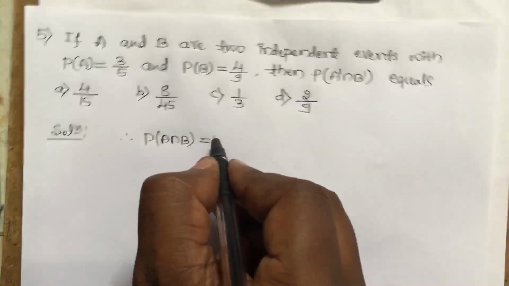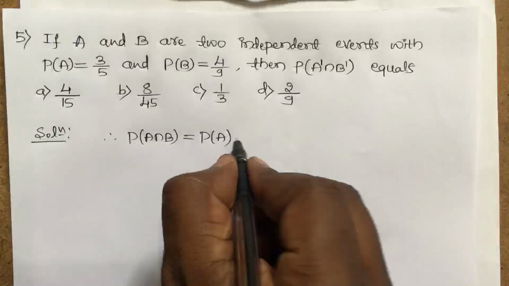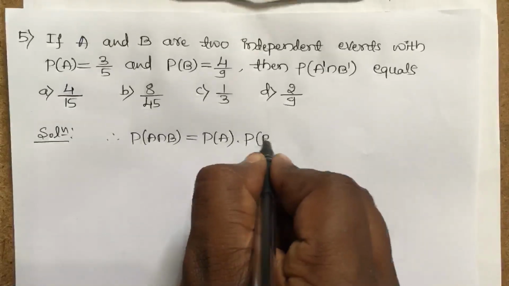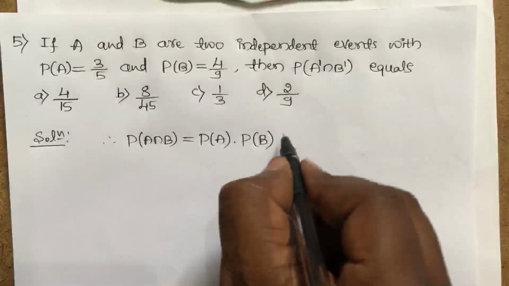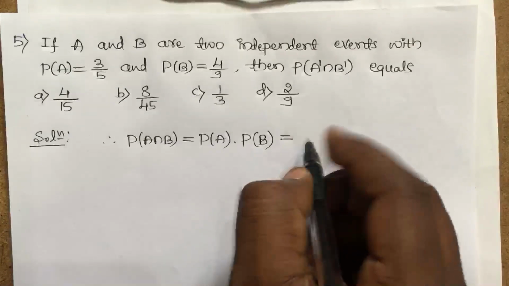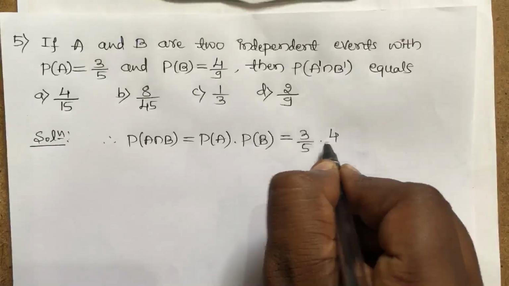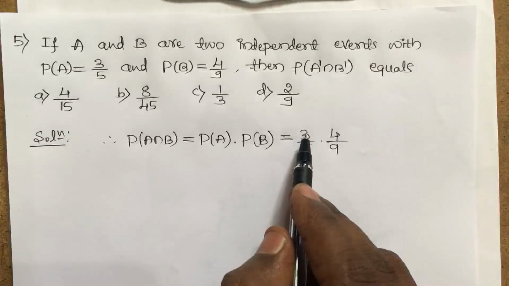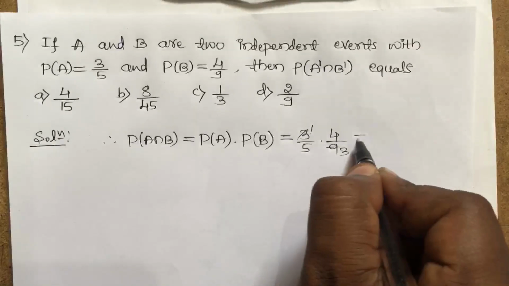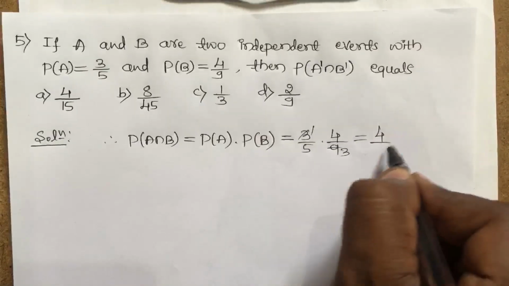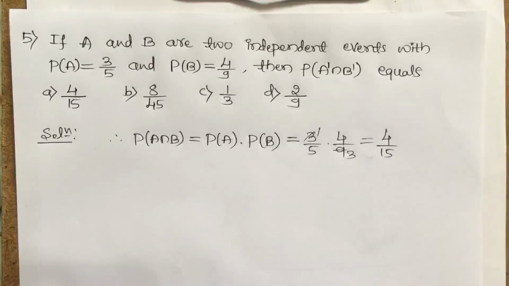is equal to P of A into P of B, because A and B are independent events. So substitute the value of P of A, 3 by 5, into 4 by 9. So here 3 ones are 3, 3 fives are 15, so 4 divided by 15. So we have got the value of P of A intersection B.